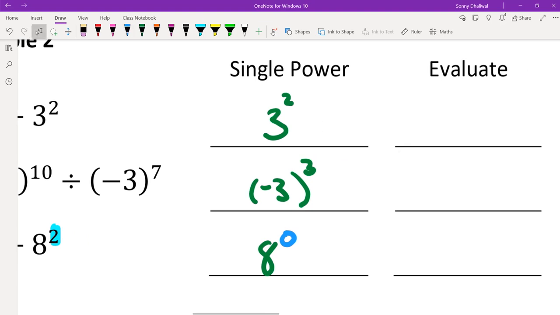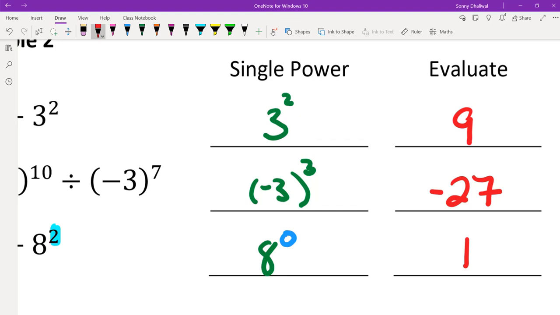So let's calculate these. 3 squared is 9. What's the next one? Negative 27. On your calculator, do this. What does the calculator tell you? 1. And we're going to talk about this next day.